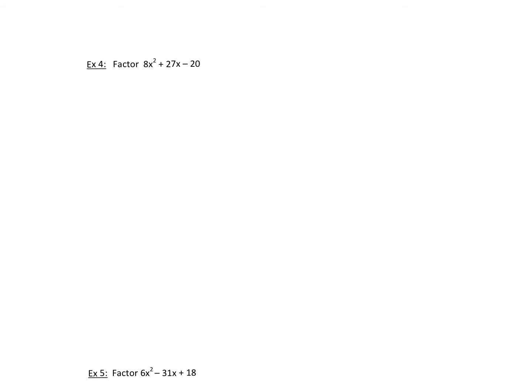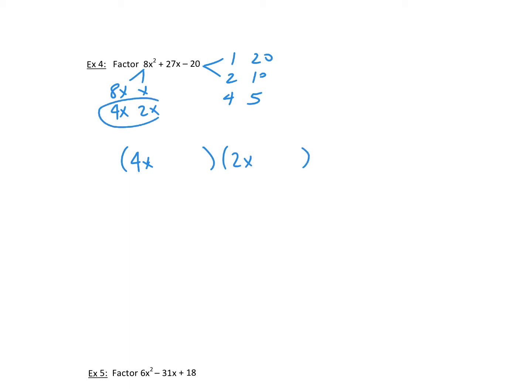Okay, so we have multiple factors of 8x squared. You've got 8x times x and 4x times 2x. You have multiple factors of 20: 1 times 20, 2 times 10, 4 times 5. So again, just stay organized. I'm going to work with 4x and 2x first, and I'm going to go through starting with 4 and 5 and working my way up.